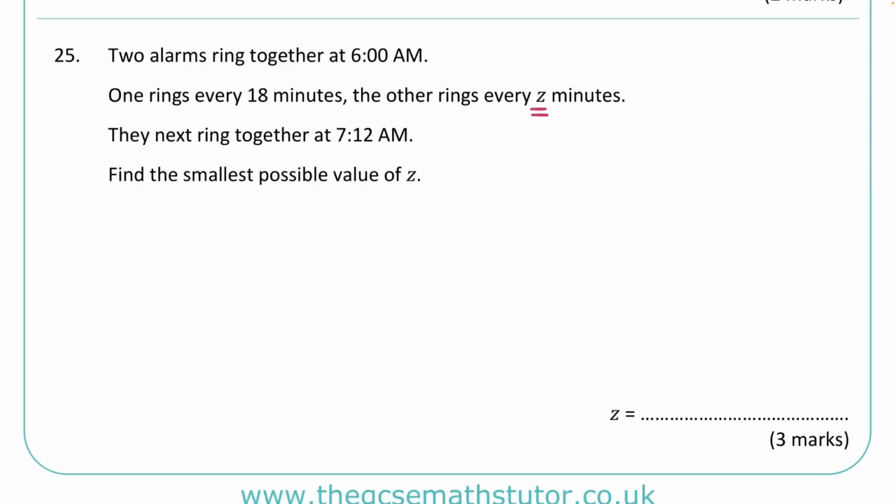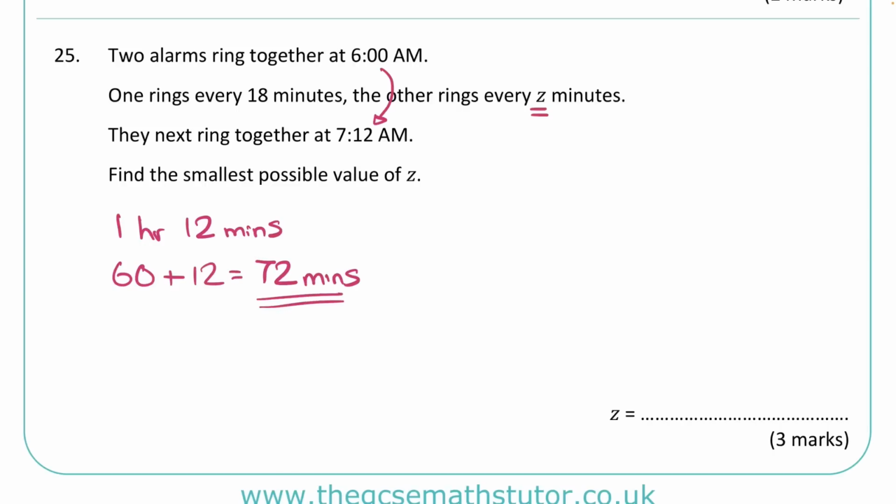So first, let's figure out exactly how many minutes it is from 6 to 7:12. Now that is 1 hour and 12 minutes. So 1 hour and 12 minutes, that's 60 minutes, plus 12, which is 72. So we're looking for two numbers that have a lowest common multiple of 72. Now 72 can only be divided by certain numbers. So if we find the factors of 72, then we'll have an idea of what those numbers could potentially be.